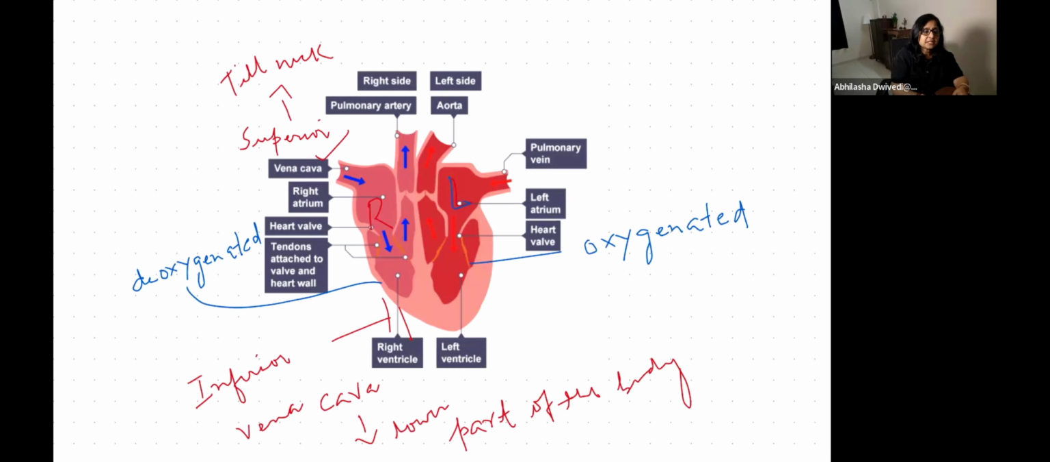Now, here we see that there are four chambers, right? 1, 2, 3, and 4. So these are the four chambers of the heart, but there are only two names. I will write this: four chambers, but two names. What are those two names? Atrium and ventricle.